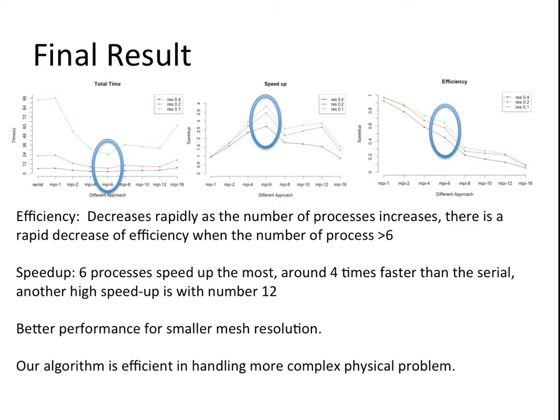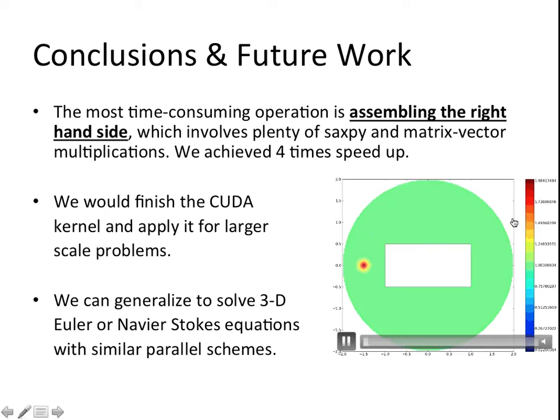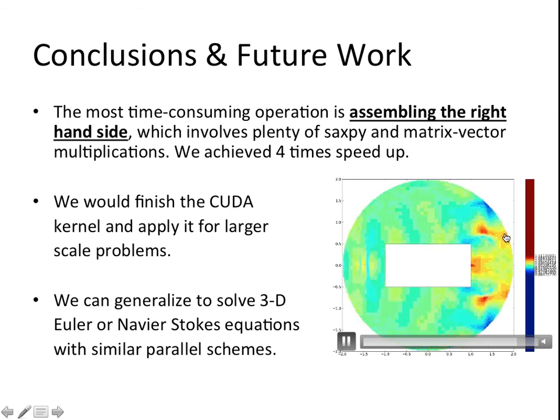From the final result, we can see the optimal speedup is achieved with 6 processors. This is because more processors cost more communication time. What's more important, the speedup and efficiency increase with smaller mesh resolutions, which means our algorithm is efficient in handling complex physical problems. Our project is a success. We achieved 4 times speedup in the most time-consuming part. We will finish the CUDA kernel and apply it on a larger scale problem, such as the 3D Navier-Stokes equations.